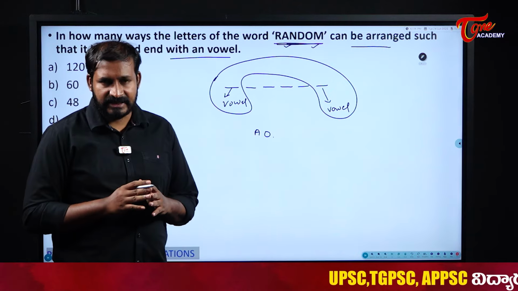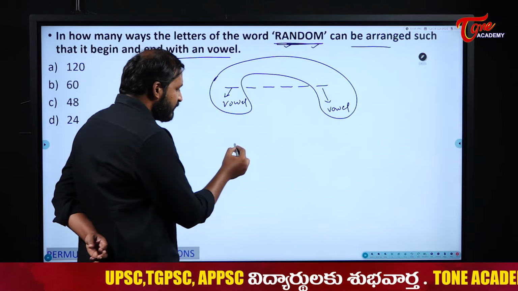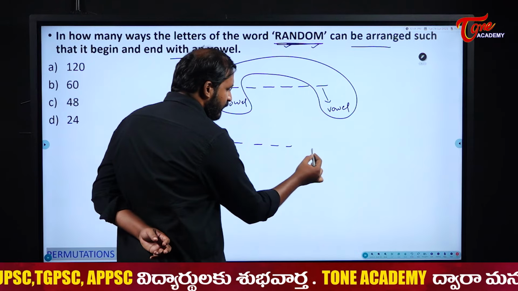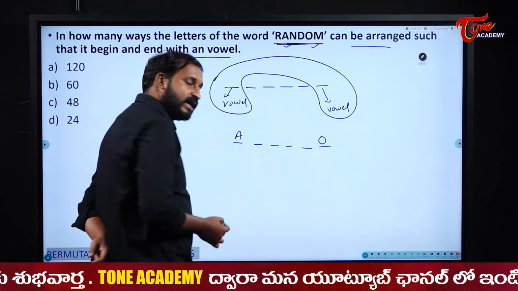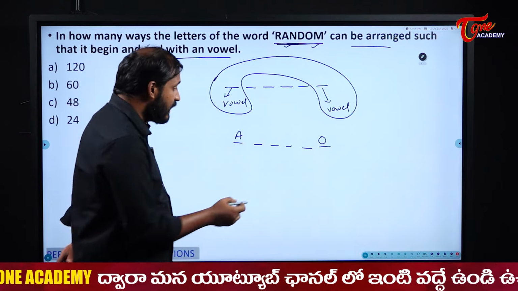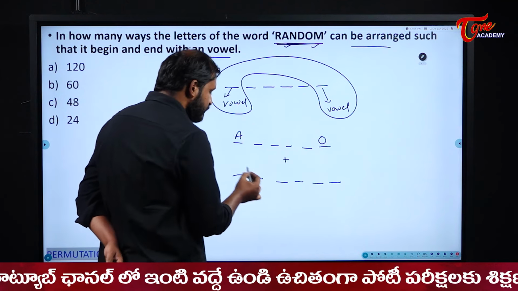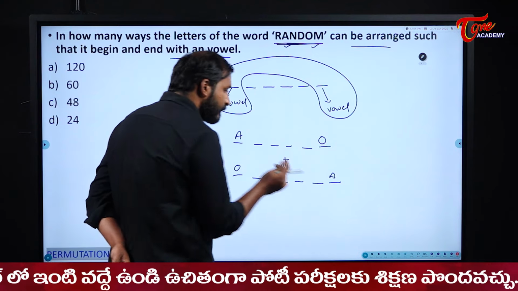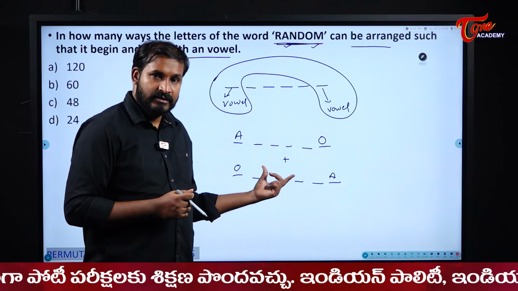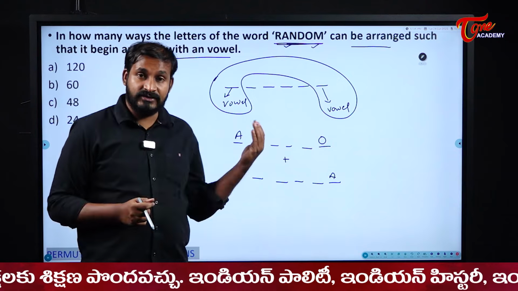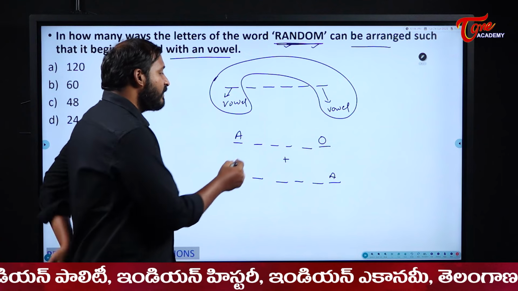If I want to solve the same thing in a generalized manner, how can I solve it? Please see here. 1, 2, 3, 4, 5, 6. If it starts with A and ends with O, this is one condition. And the other chance is: it should start with O and end with A. Only 2 cases, either this chance or this chance. Why? Because they are not specifically mentioning that it should start with O or with A. They are simply saying that it should start and end with a vowel.